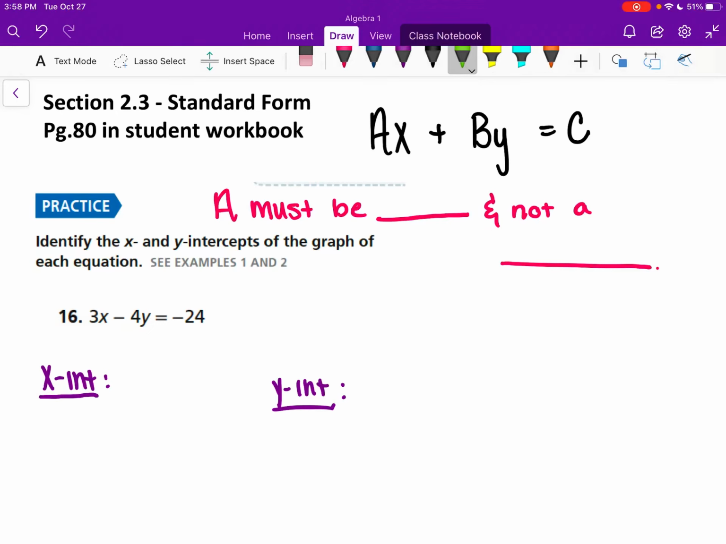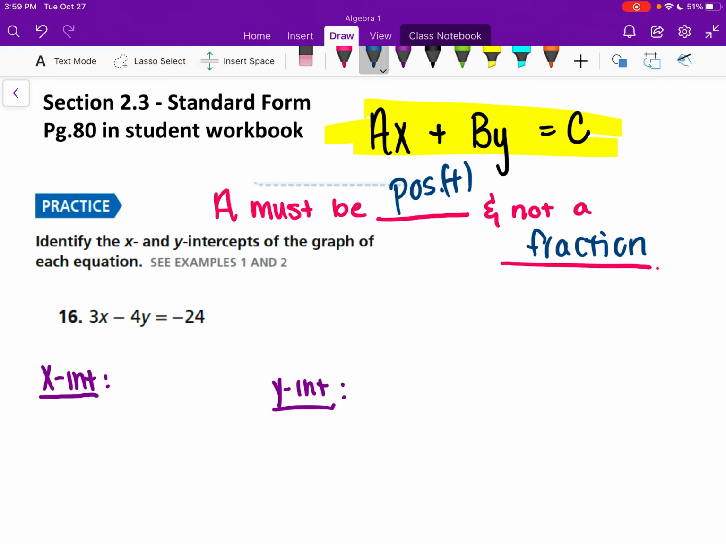All right, section 3.3 was all about standard form, which was our ax plus by equals c, where a must be positive and not a fraction. So if you end up trying to write some equation and a is a fraction, nope, a needs to be a positive whole number.